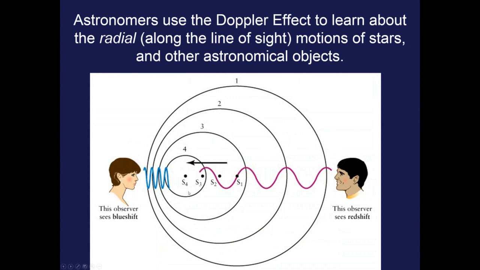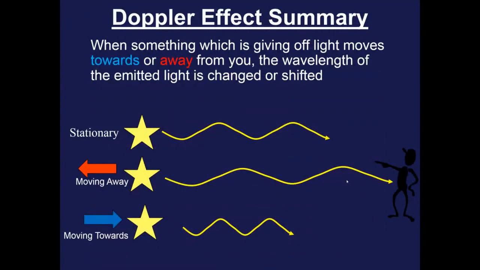So if something is moving to the left here, it's getting closer to this lady. So she sees it blue shifted, not necessarily blue, but bluer. Whereas this guy sees it red shifted, redder than it otherwise would be. So that's the potential of the Doppler effect. If something is stationary, then fine. If it's moving away from you, its light will be stretched out and redder, red shifted. If it's moving towards you, its light will be compacted, more blue, blue shifted. That's the Doppler effect.